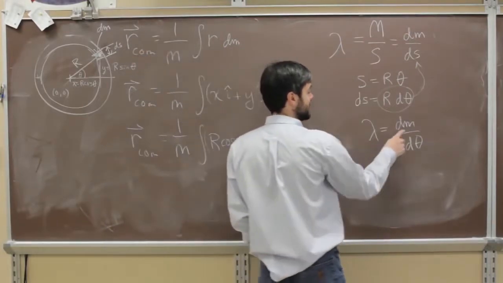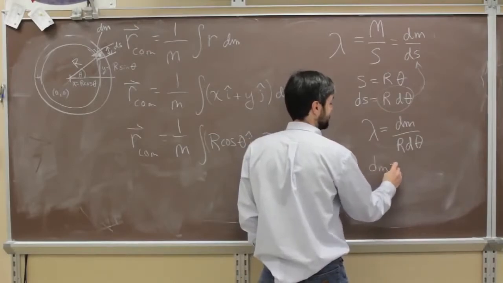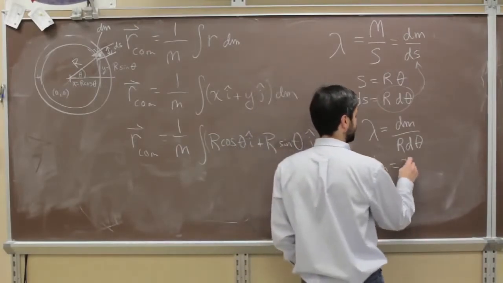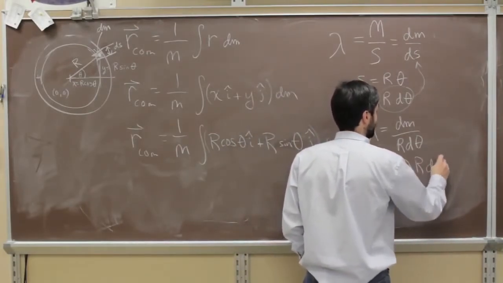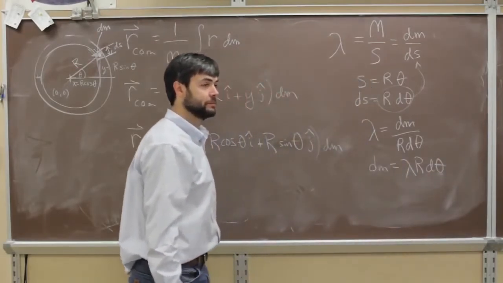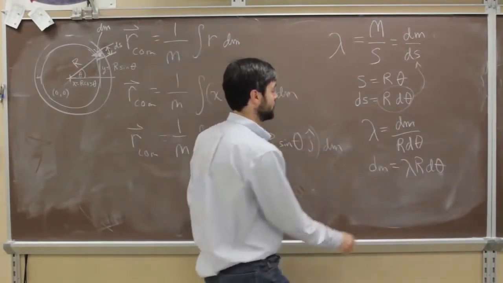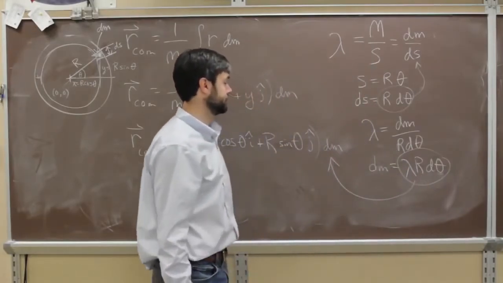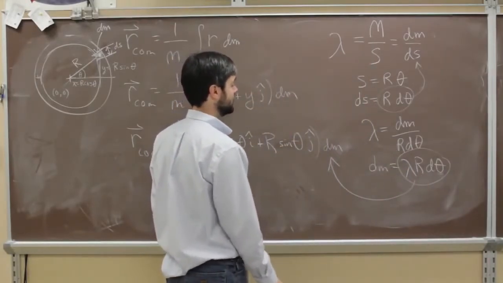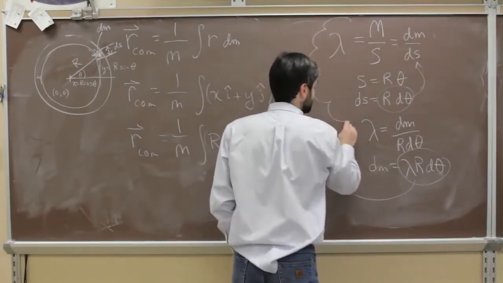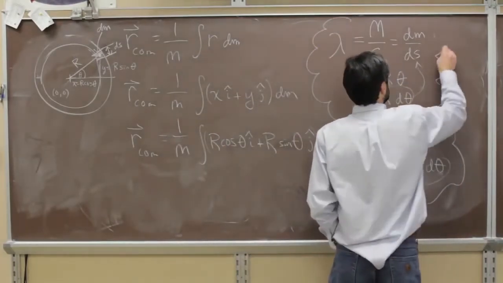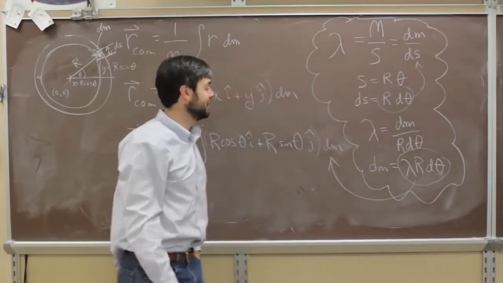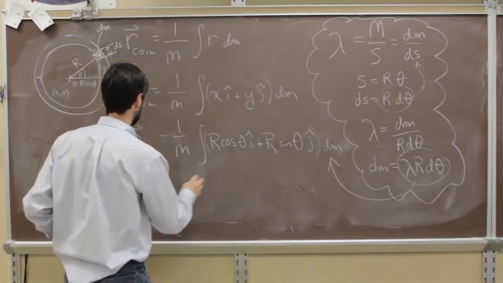And what's dm then? Lambda r d theta over S. We're going to put that in for dm. Okay? So let's see. All of this is a side step, so I'm going to put that inside a cloud. And let's rewrite this step.